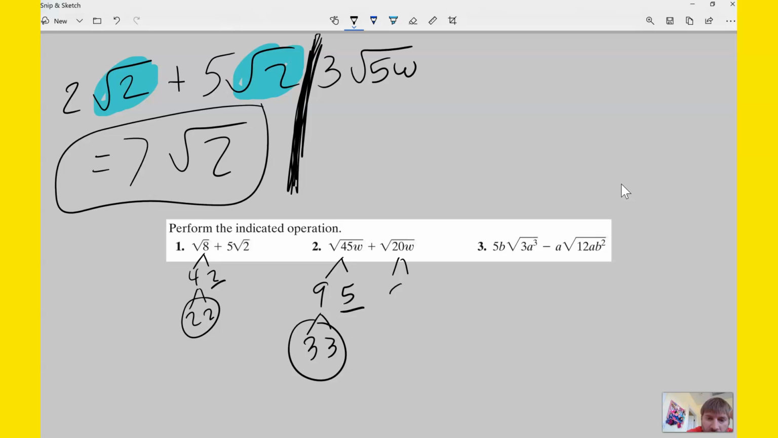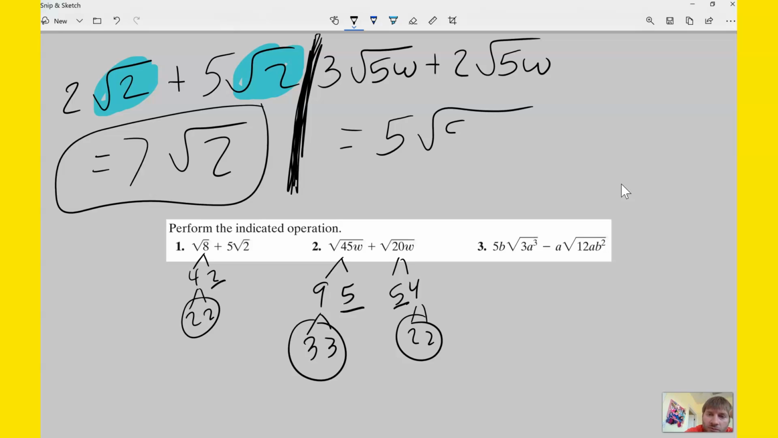The 20 breaks down to 5 times 4. The 4 breaks down to 2 times 2. I've got a pair of 2's with a 5 left over. So it's going to be plus 2 times the square root of 5w. Now they're alike. 3 things plus 2 things is 5 of those things. 5 square root of 5w is the answer.